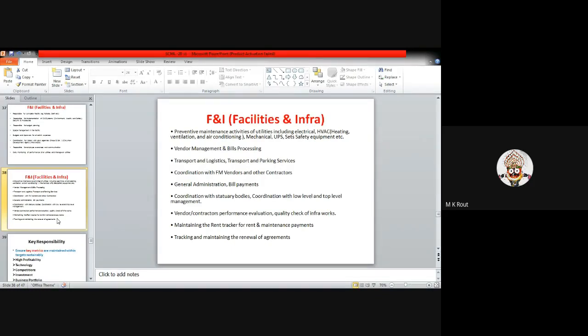The next is general administration and bill payment, coordination with statutory bodies, and coordination with low-level and top-level management. The next is vendor and contract performance evaluations, quick checks on infra works, and maintaining a rent tracker for rent and maintenance payments. And the last one is tracking maintenance renewal agreements. So these are the things included in facilities and infra. For those who are assigned as facility and infra, these are the key responsibilities.